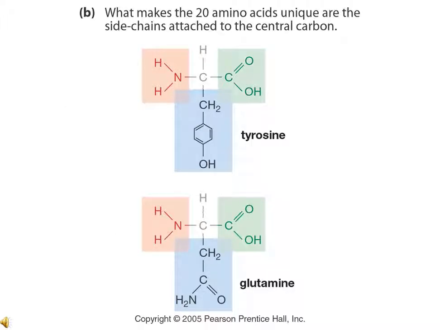On top, we see the amino acid tyrosine, and you can see the tyrosine group is substituted for the R group. Glutamine, we see the glutamine group is substituted for the R group. The amino group and the carboxyl group remain the same. So all amino acids have several things in common, and the only thing different is the R group that exists.